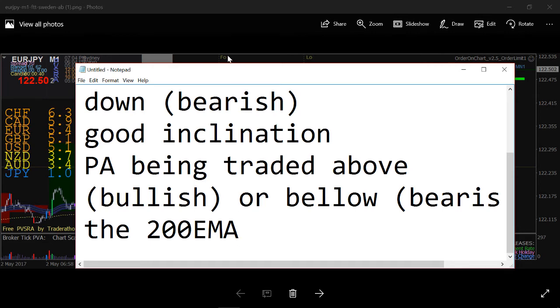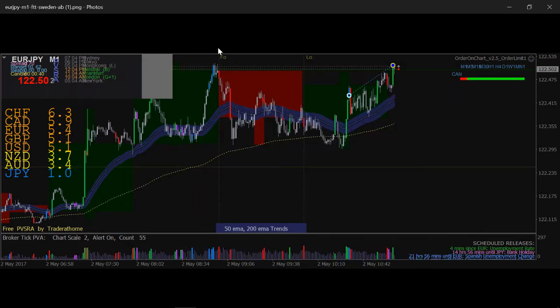Once again, now let's look at the chart. If you don't know, this piece of art, this collection of strategies, is called PVSRA. It stands for price, volume, support, and resistance analysis. Looking at the chart that I have here, we are looking at EURJPY, Euro, Japanese yen.